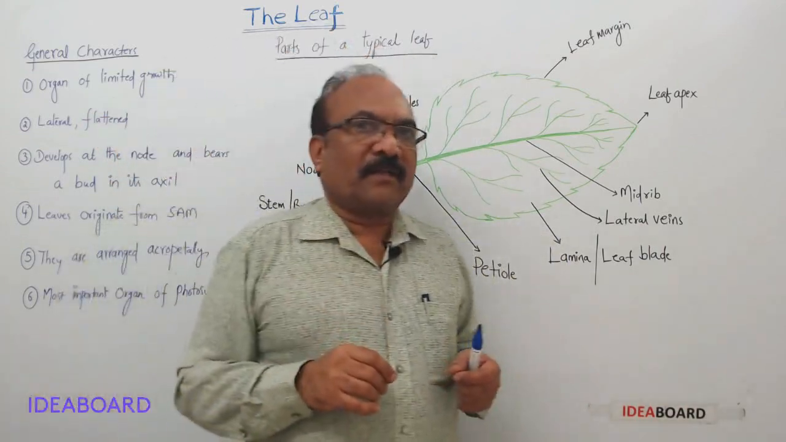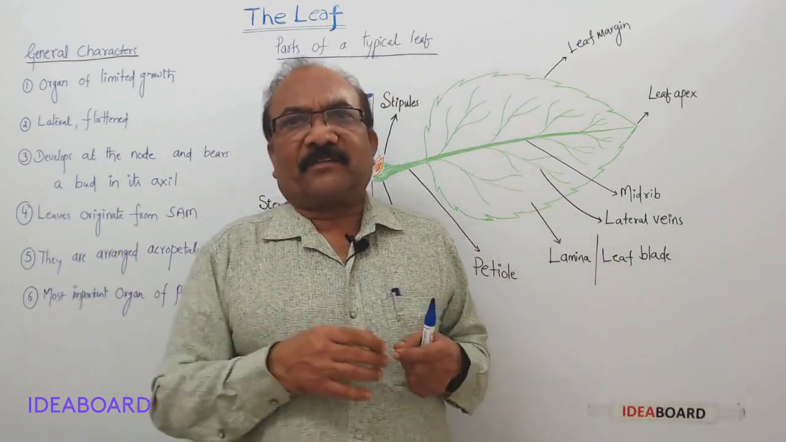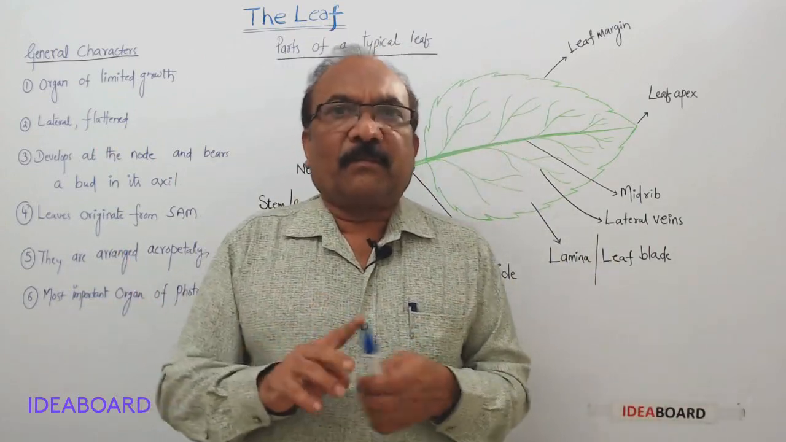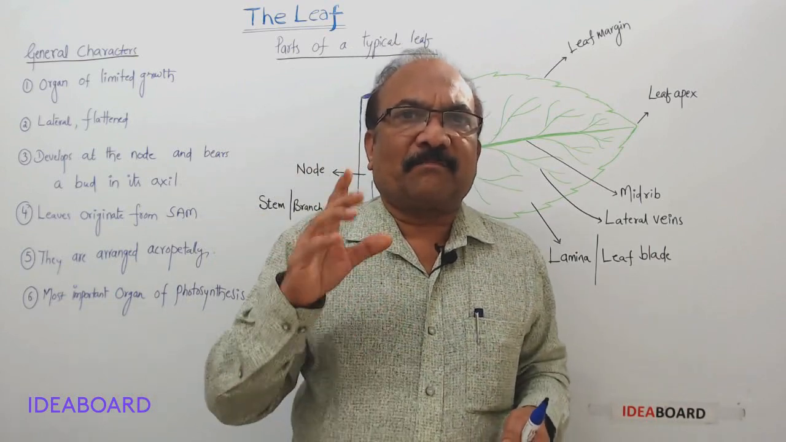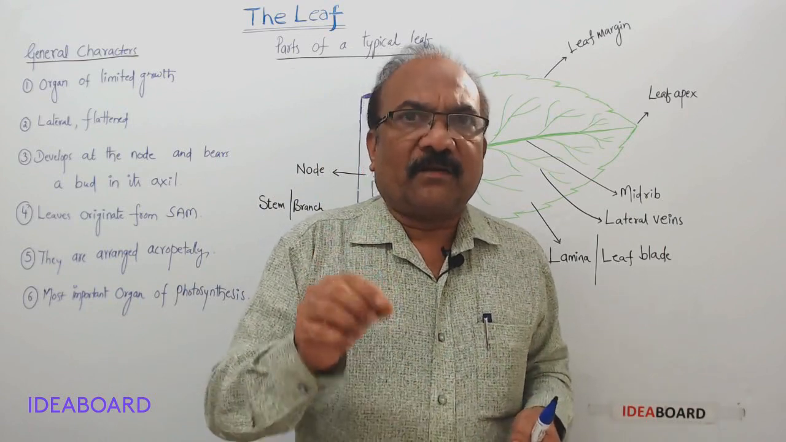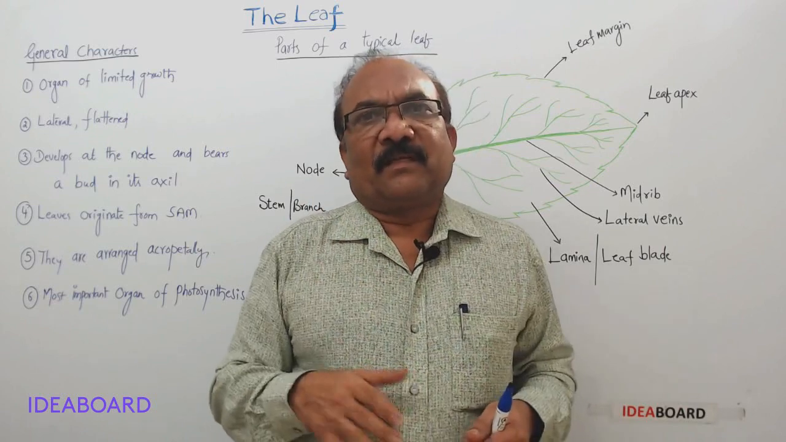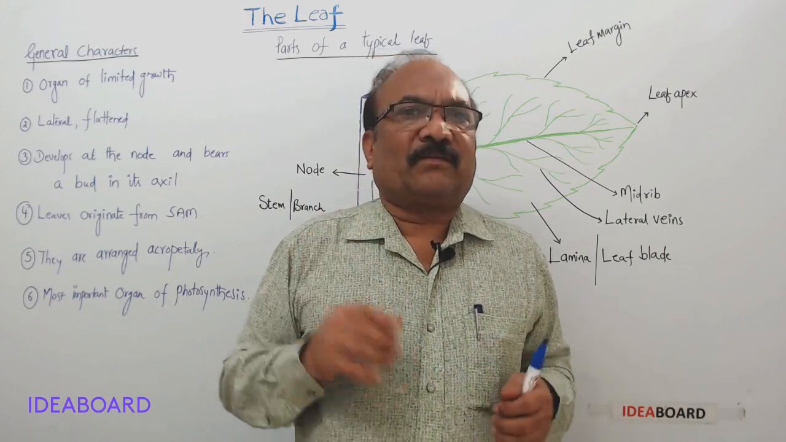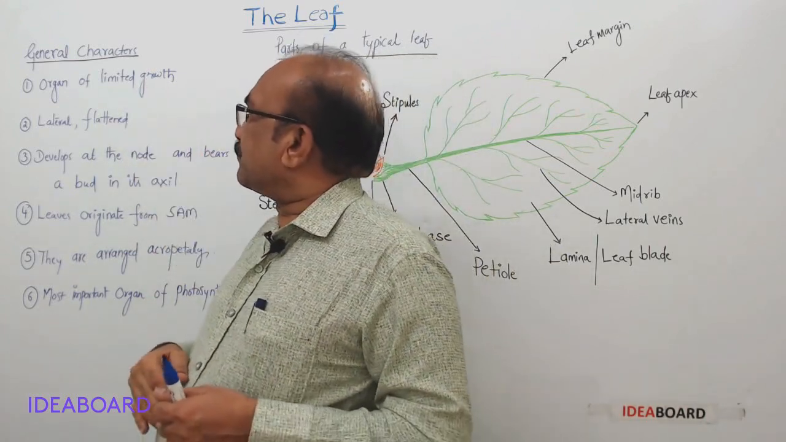I hope you're understanding. But let us generalize this. Remember, what are the organs of unlimited growth? Root and stem. Then what are the organs of limited growth? Leaf, flower, fruit, and seed. These are organs of limited growth. Okay, so that is the first character.